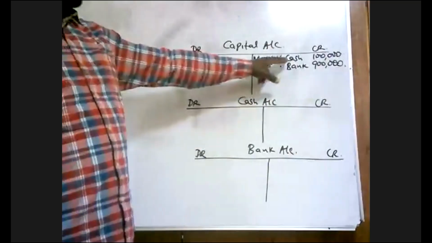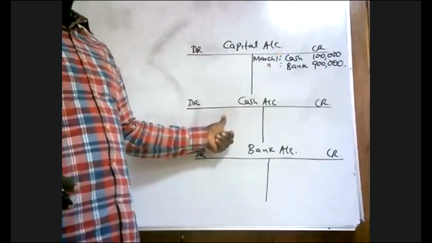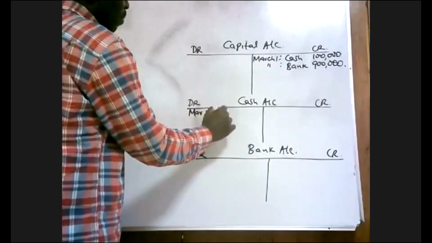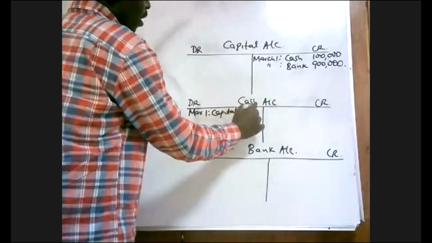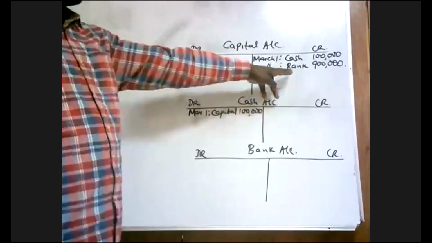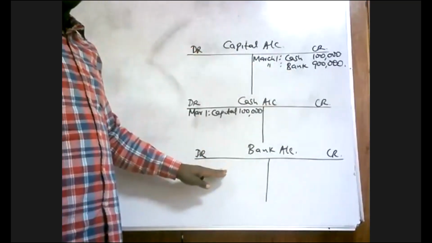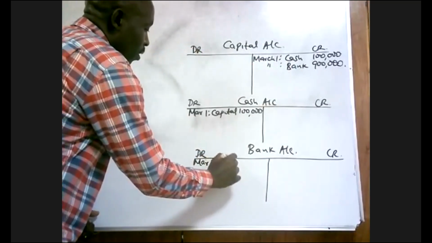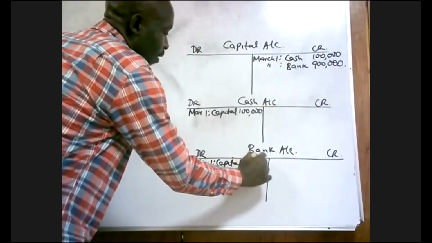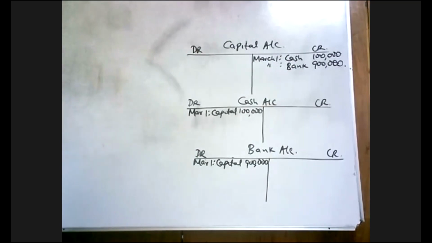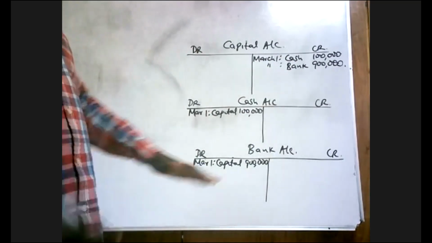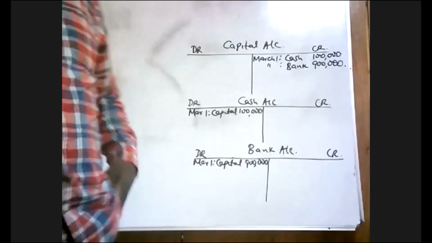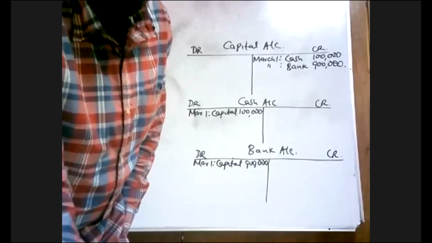Then you'll come for cash, the capital that is in cash form, we debit it in the cash account. And then we write here capital, 100,000. Then the one that was deposited in the bank, we debit in the bank account. So you come here and you say March 1, the capital of 900,000. So that is how transaction number 1 will appear in the ledger accounts. Both credited here, but debited individually in their respective ledger accounts. Let's go back to our question.